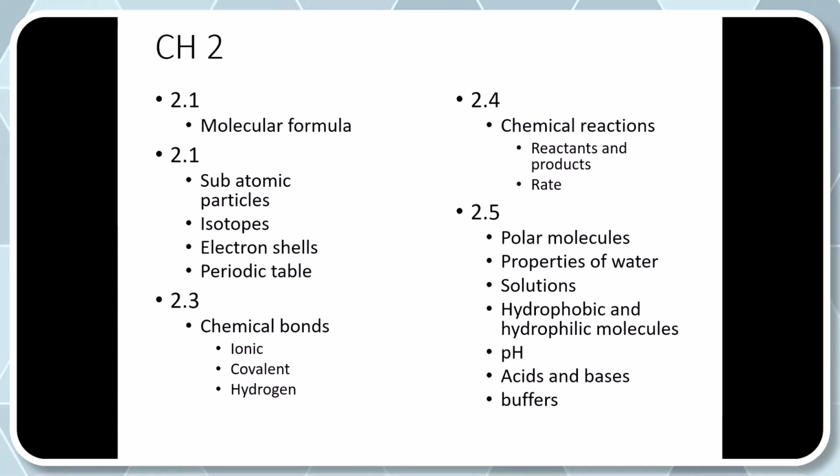With chemical reactions, reactants are what go in, products are what come out. Things that can influence the rate of chemical reactions: if we increase temperature, that increases rate. If we decrease particle size, that increases rate. If we increase concentration, that increases rate. If we add a catalyst, that increases rate.